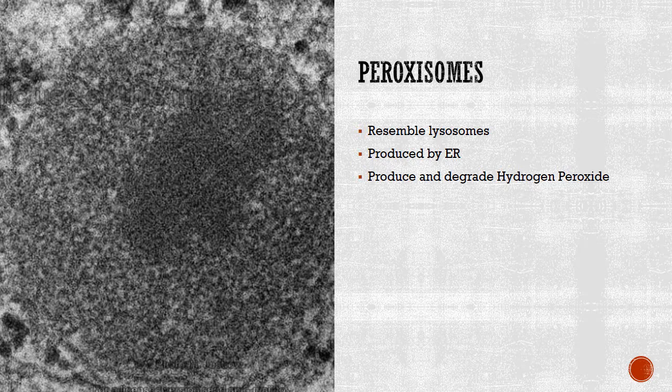Peroxisomes, which resemble lysosomes, are produced by ER, and they produce and degrade hydrogen peroxide.